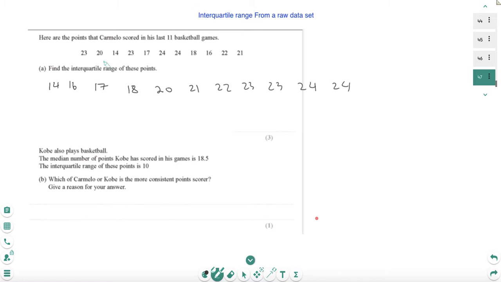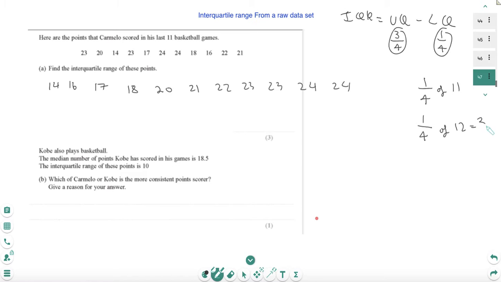Cool. So, interquartile range. Interquartile range is the upper quartile minus the lower quartile. The upper quartile is the third quarter. Lower quartile is the first quarter. So we've got to find 1/4 of 11 matches. All right? 1/4 of 11, you'll get a decimal number. So we're just going to add 1. So we're going to find 1/4 of 12 instead.